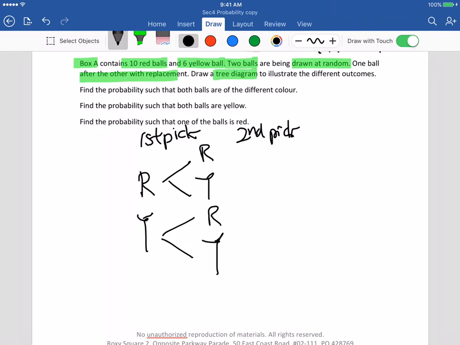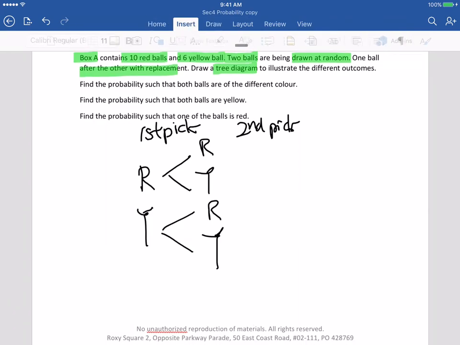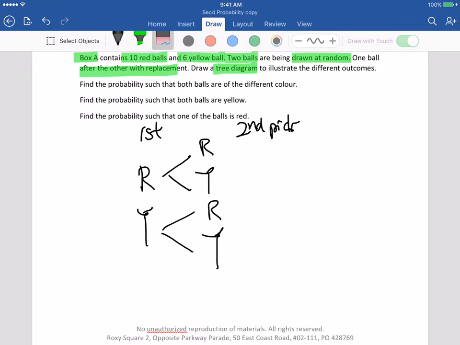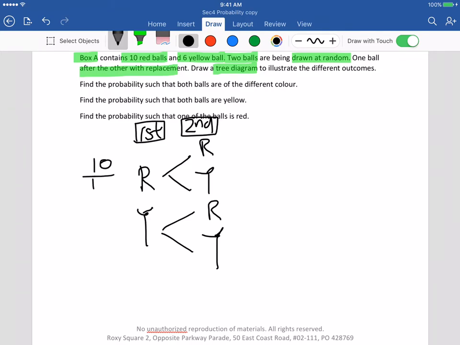Okay, Ken, maybe the first pick will be just here. Let me put the second pick here, I think that will be clearer. First pick, second pick. So red will be 10 over 16 and yellow 6 over 16. Because it's replacement, the probability will remain the same. That's why I say with replacement is pretty easy. Without replacement, it's slightly harder.